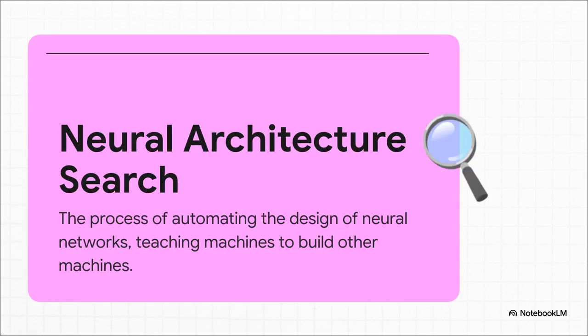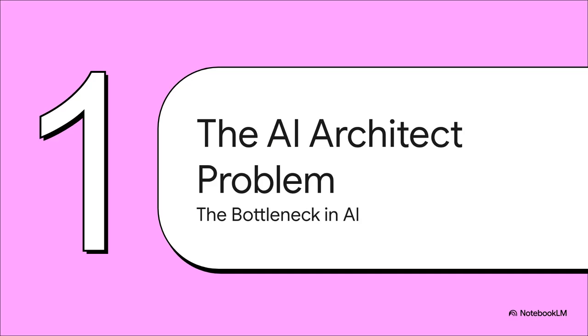And that is the core idea behind a field called Neural Architecture Search, or NAS for short. You can think of it like this. It's teaching machines how to build other machines. We're talking about automating the very process of AI design, and believe me, it is an absolute game changer. So to really get why this is such a big deal, let's first dig into the problem it's trying to solve. I like to call it the AI architect problem.